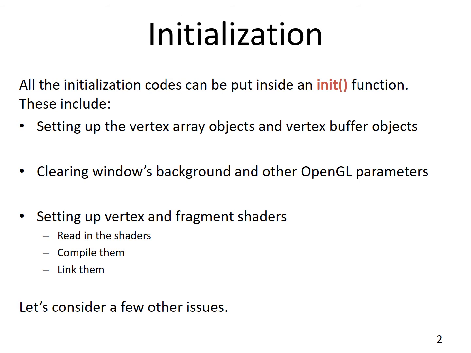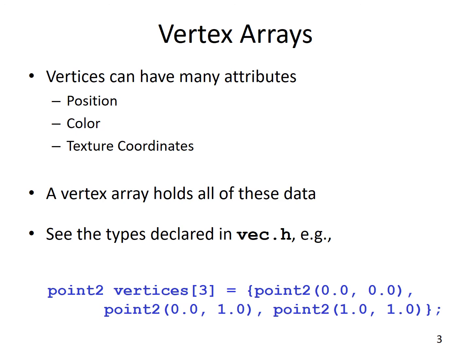Let's consider a few other issues. Vertex arrays. Vertices can have many attributes. They can have position, but they can also have color and texture coordinates. A vertex array can hold all of these data, not just the position of the vertices. If you look at the types declared in vec.h, for example, vec2, you can define 3 vertices, each of which can be two-dimensional. This is just an example of how you can define the position of vertices as two-dimensional positions.